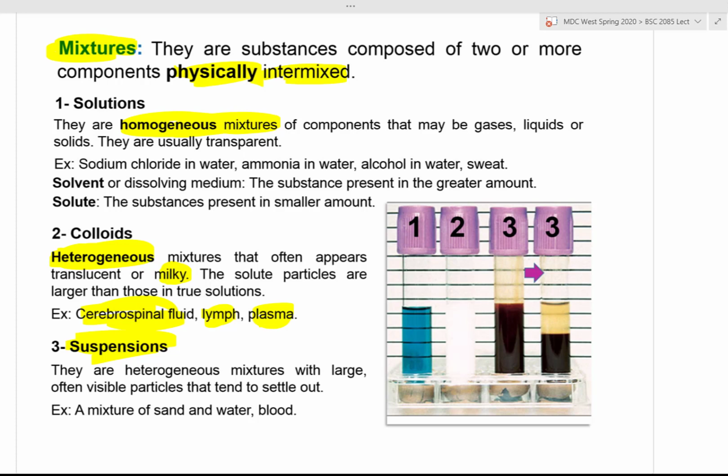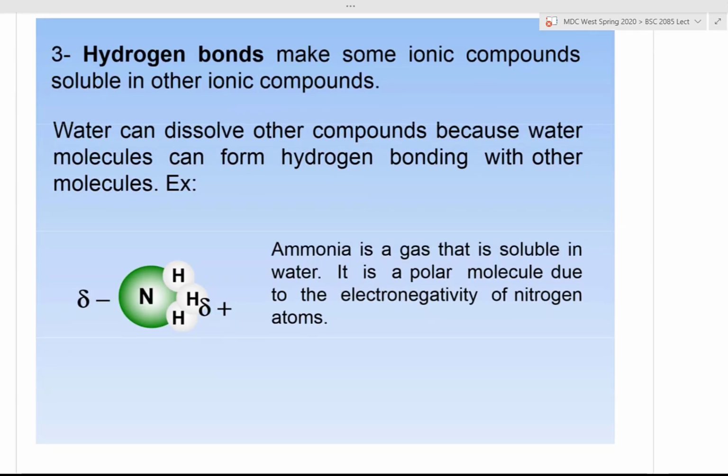The next one is suspension. A suspension, of course, is the same thing. It's a heterogeneous mixture, but it has large, visible particles that, what do? They settle out. Have you ever seen things settling out? Now you need to know that blood is what? A colloid. That's all I care about.